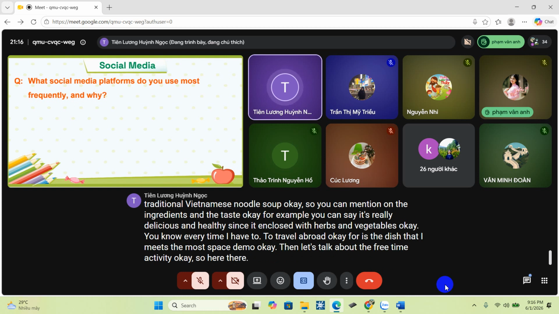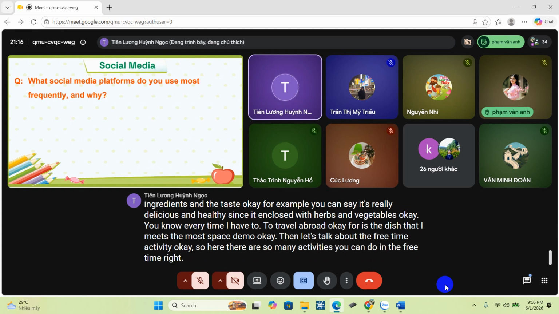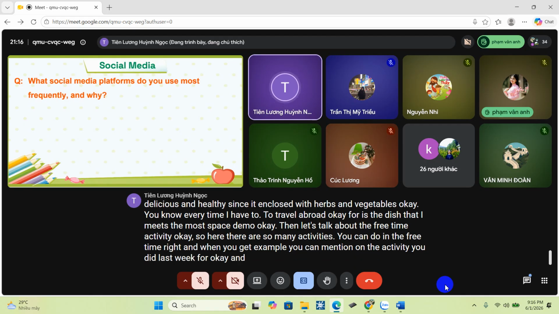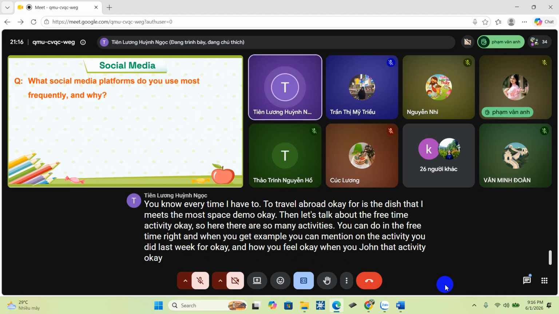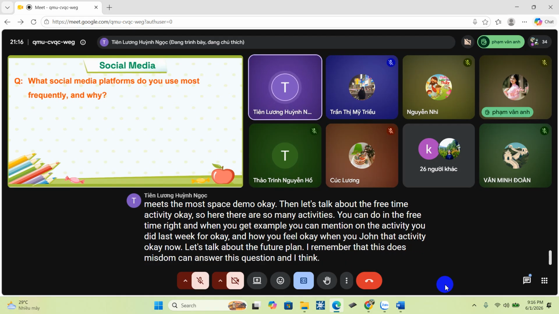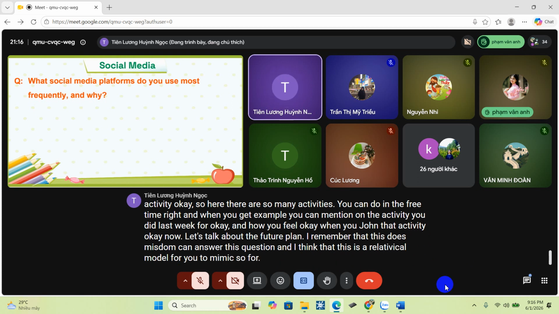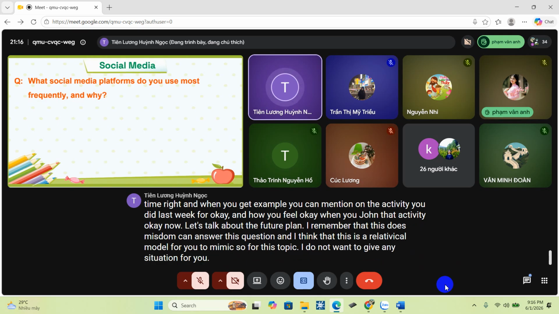Then let's talk about free time activities. Here there are so many activities you can do in your free time, right? And when you give an example, you can mention the activity you did last week, and how you felt when you joined that activity. Now let's talk about a future plan. I remember that Mr. Wu answered this question, and I think that this is a really typical model for you to mimic. So for this topic, I do not want to give any suggestion for you.